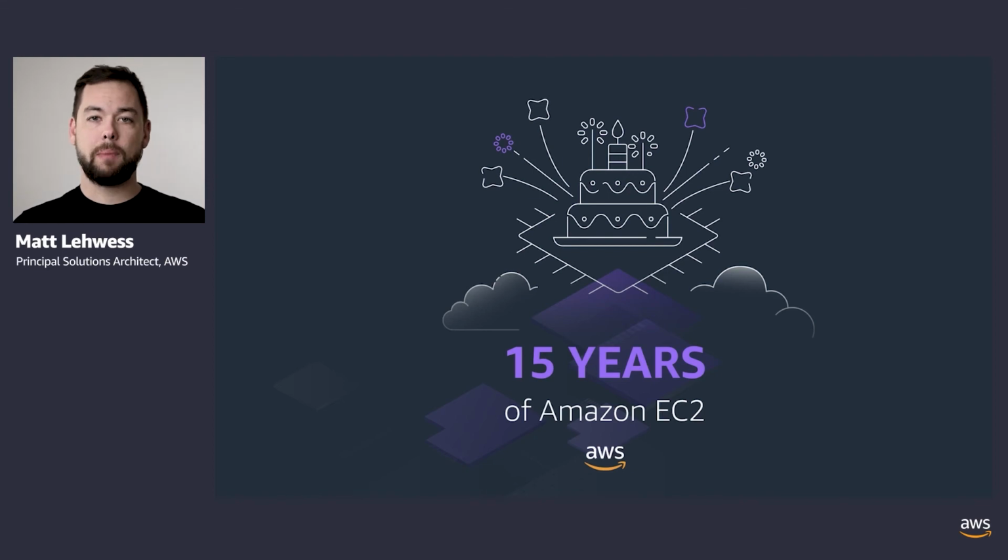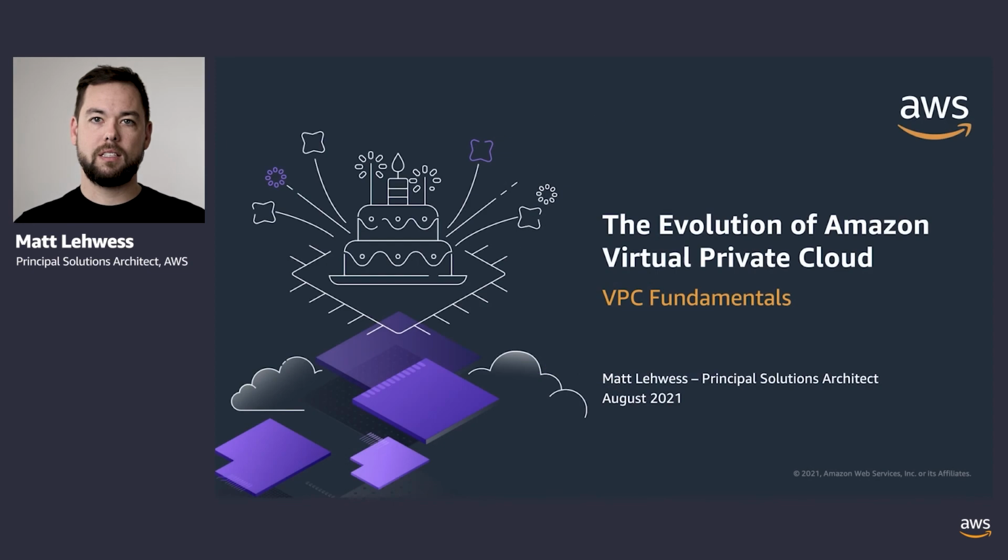Hey folks, as part of the 15-year celebration of Amazon EC2, this is the evolution of Amazon Virtual Private Cloud, or our VPC fundamentals session. So we'll be covering a little bit of history, but then we're going to dive into all of the different components that make up VPC, including PrivateLink, Transit Gateway, NAT Gateway, and how all of those components come together to build or help you build your infrastructure on AWS.